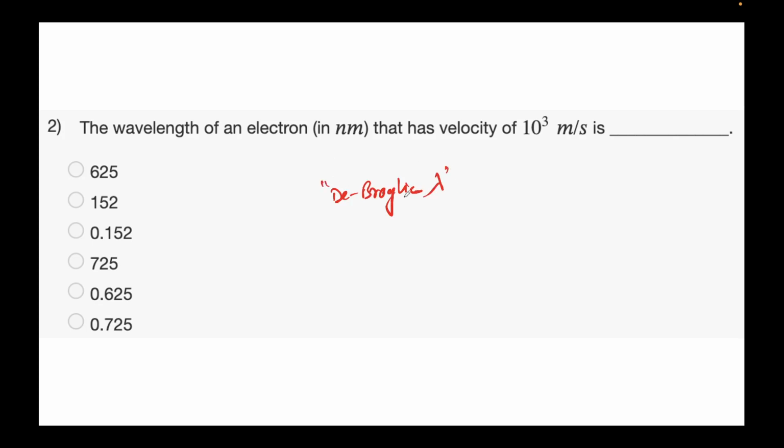Okay, let's just see this problem. The question says: the wavelength of an electron, in nanometers, that has a velocity of 10 to the 3 meters per second is. So we need to find the wavelength of an electron.